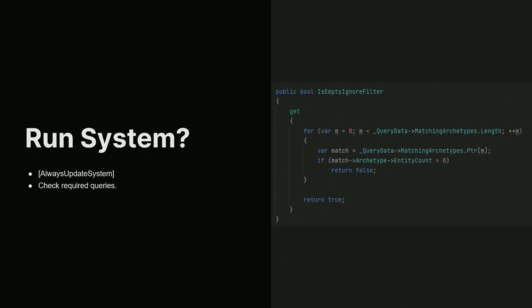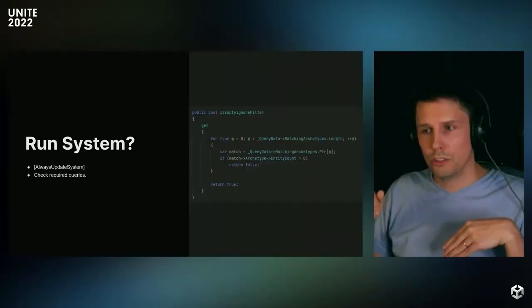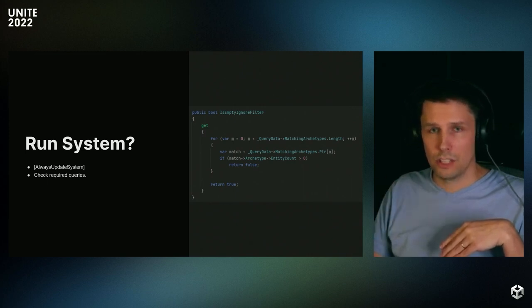The other way is checking if we have any entities that we are going to process, because if we don't have any entities, then why bother running the system? And it does so by checking the required queries and checking the matching archetype list. And as soon as it finds an archetype that has any entities, it returns yes, should run.